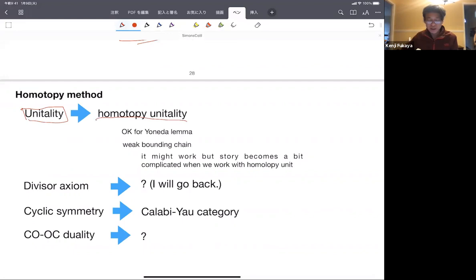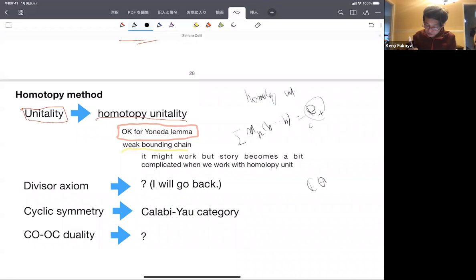And this homotopy unit is strong enough to prove the Yoneda lemma. That I think is pretty sure. If the infinity category has a homotopy unit, then we can prove the Yoneda embedding. That's sure. And a bit more of an issue is about this weak bounding cochain. So suppose we have only a homotopy unit. Then there is a way actually to justify this. I think I can just say that the homotopy unit is something like extra things. You can put two more generators, and then this is the actual unit, and we can just replace this equation. So we can define the notion of weak bounding cochain.